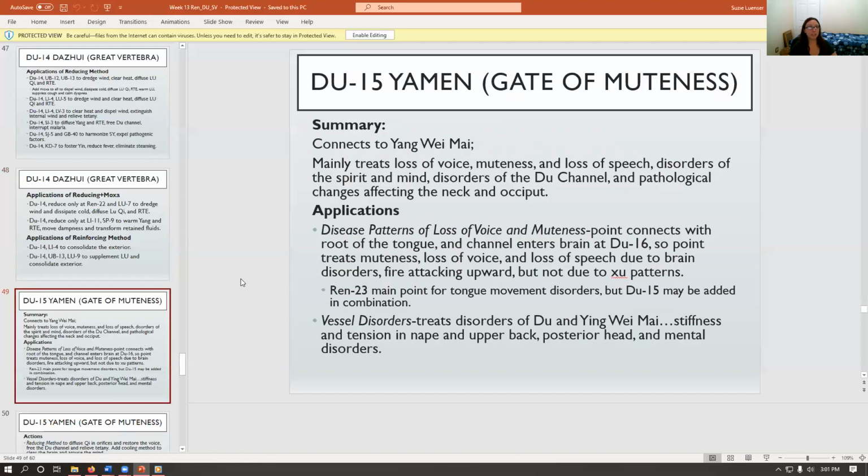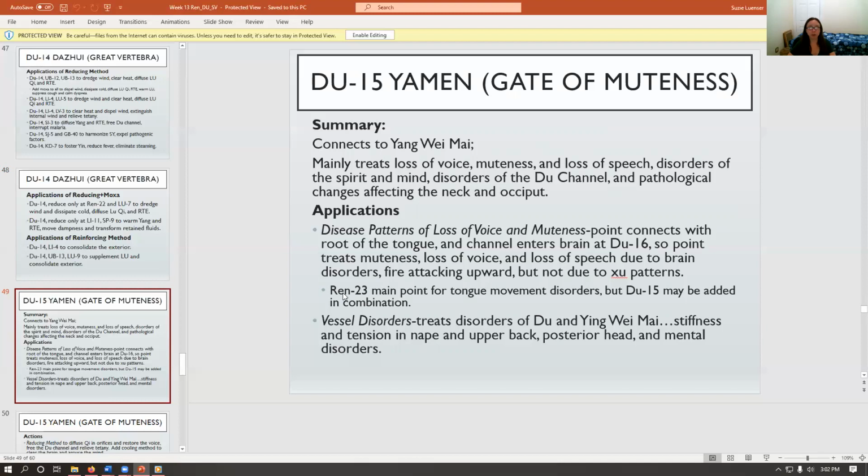Next up is DU 15. DU 15 is our yang wei mai connecting point. This point is used to treat two different things. More often than not, it is used to treat local stuff. So they say here vessel disorders, but we're thinking nape and upper back, posterior head, mental disorders, and it is also used for disease patterns of loss of voice and muteness.